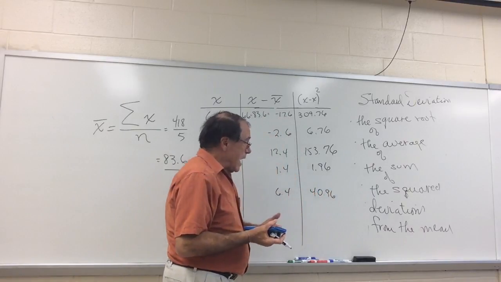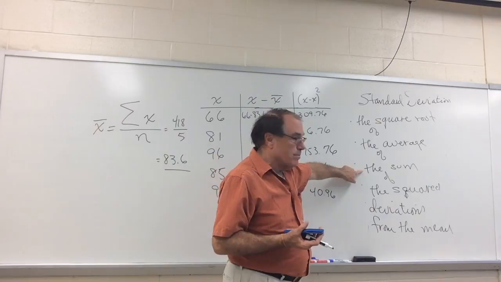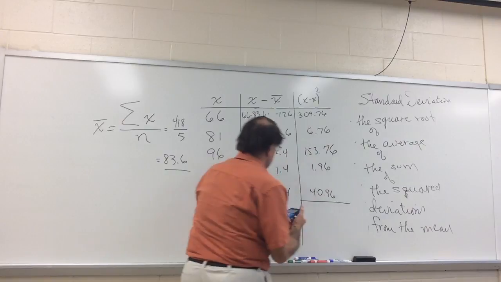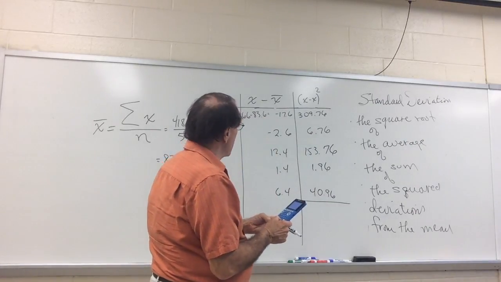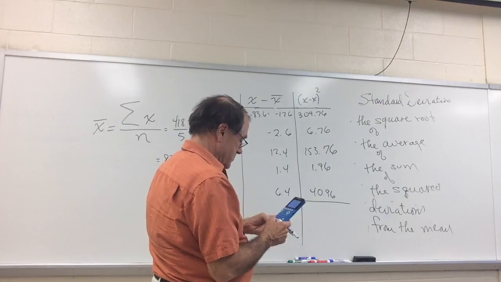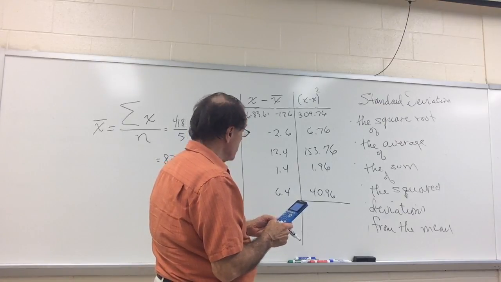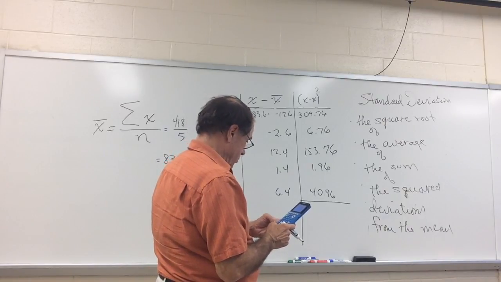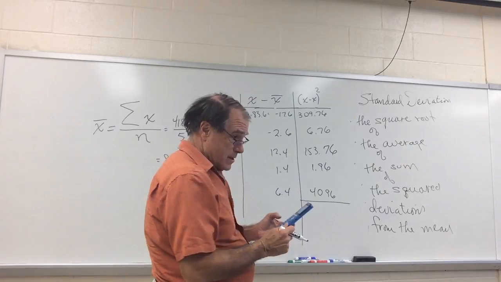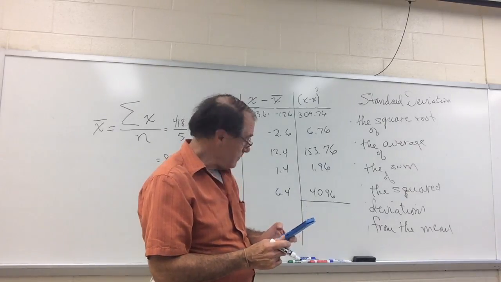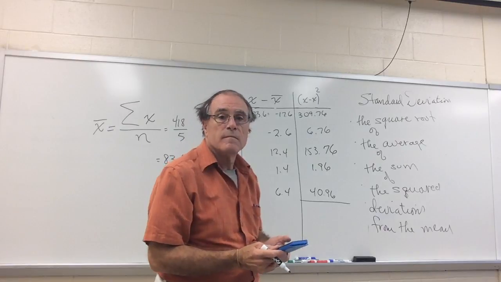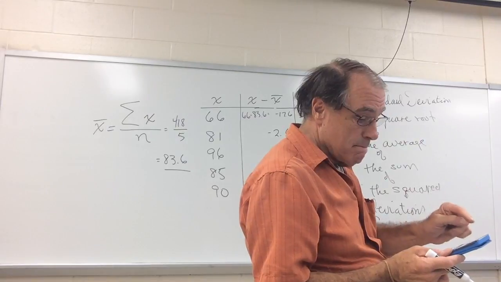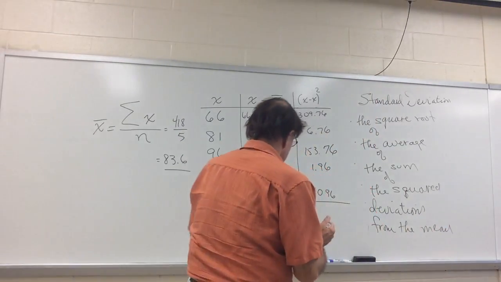All right, guys. Now what are we going to do? Add them up. Let's add these numbers. 309.76 plus 6.76, 153.76, 1.96, 40.96. What do you get for the sum? 513.2. Ben, agree? Yep.